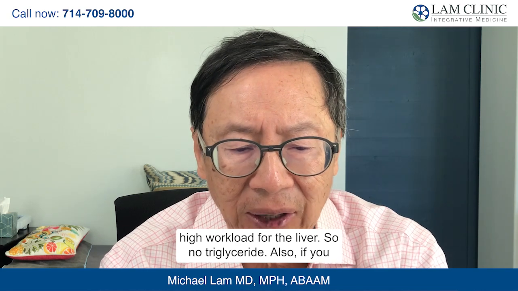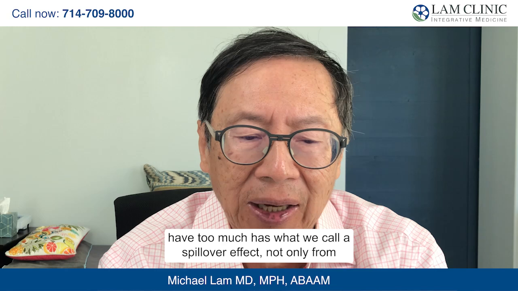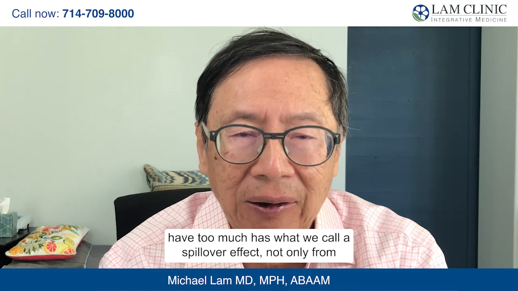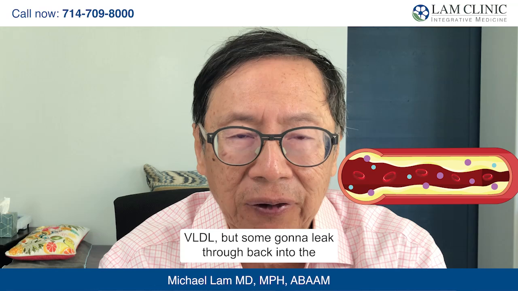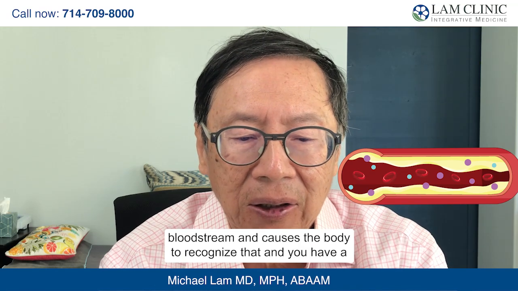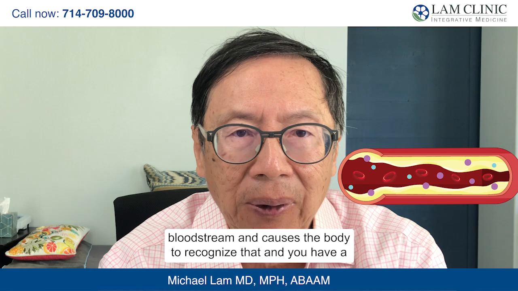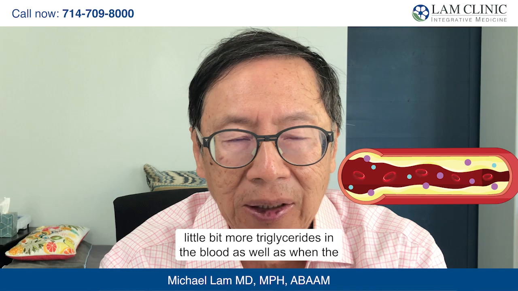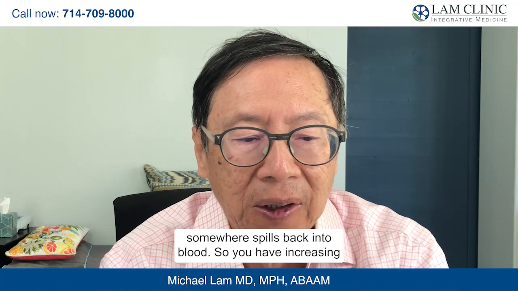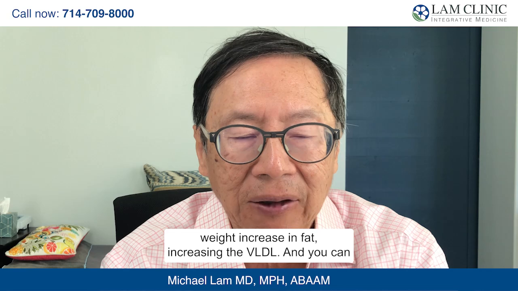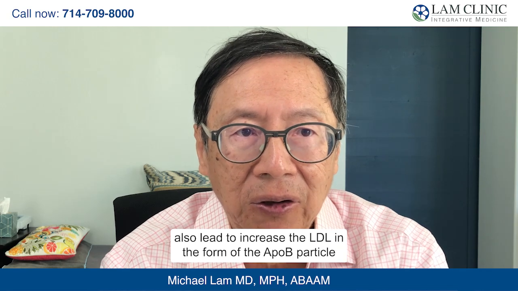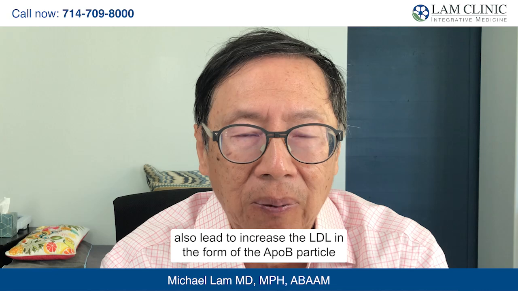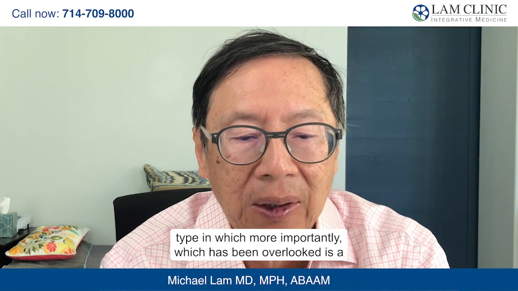So, triglyceride also, if you have too much, has what we call a spillover effect, not only from VLDL, but some going to leak through back into the bloodstream, and it causes the body to recognize that, and you have a little bit more triglyceride in the blood, as well as when the triglyceride is being offloaded by the VLDL, some of it spills back into blood. So you have increase in weight, increase in fat, increase in VLDL, and you can also lead to increase in the LDL in the form of the ApoB particle type.